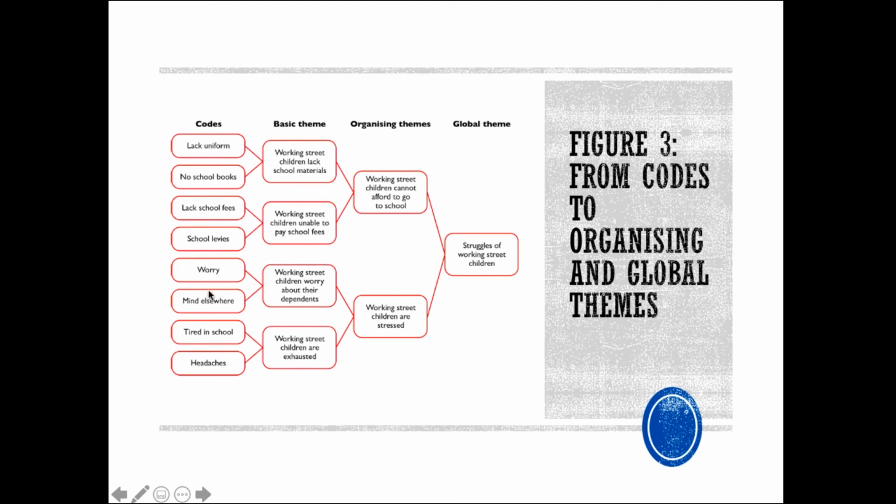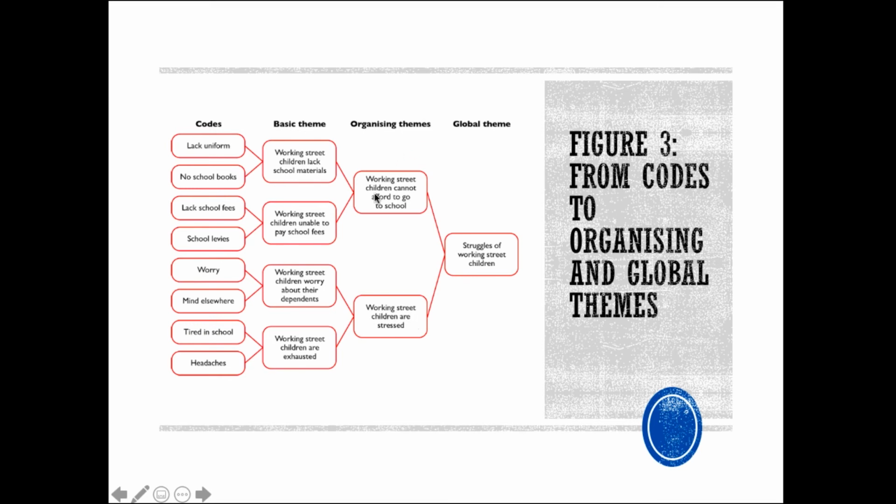Basic themes: worry and mindset always elsewhere. Working street children worry about their dependents. And the last, tired in school and headache, working street children are exhausted. So from those four basic themes, we can organize them into only two themes. Working street children lack school materials and are unable to pay fees; we put them in one theme, which is working street children cannot afford to go to school. And the other two, working street children worry about their dependents and working street children are exhausted, can be put together in one theme, which is working street children are stressed.